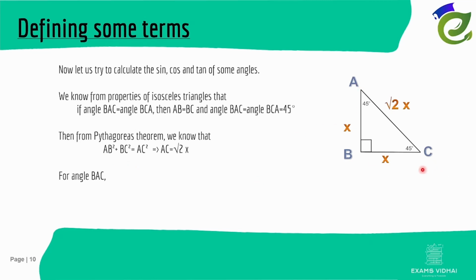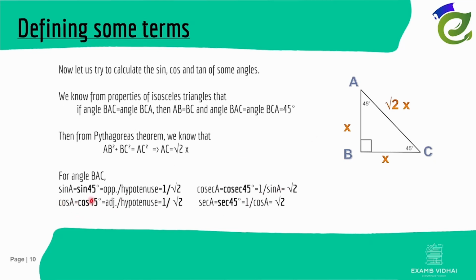For angle BAC, since BAC equals BCA, we can calculate the ratio for any angle. Let us say we take angle BAC. What will be the opposite side? BC. What will be the hypotenuse? AC. So X by root 2 X. What is opposite over hypotenuse? SOH, so sine. So sine of 45 is 1 by root 2. And cosecant, if it is starting with an S, then the reciprocal should start with a C. So cosecant is the reciprocal of 1 by root 2, which is root 2.